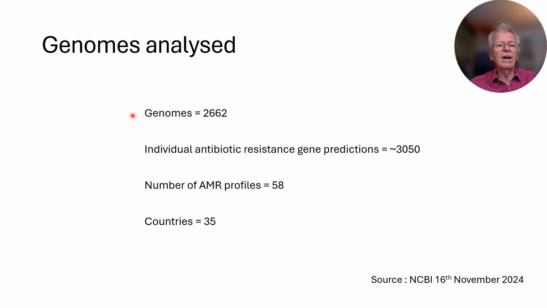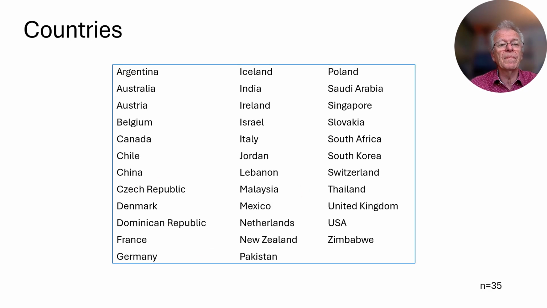The number of genomes I looked at was 2,662. And all that information was taken on the 16th November 2024. The number of individual gene predictions was over 3,000. The number of AMR profiles was 58. I'm going to be presenting those in about 3 tables. And it covered 35 countries in total.